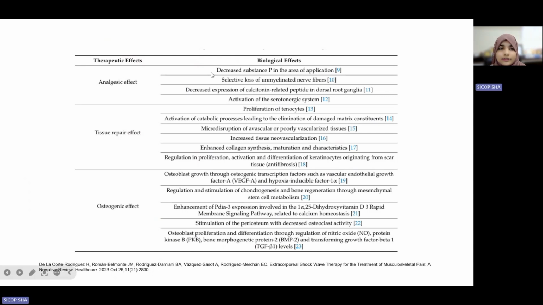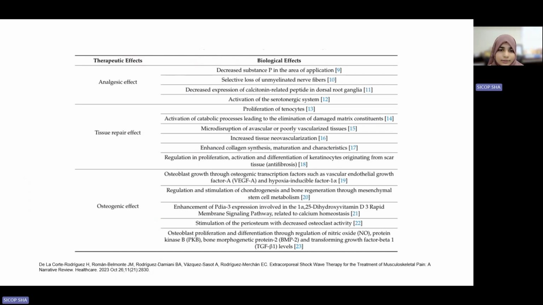There was one article in which they listed therapeutic effects and the biological effects of shock waves. Therapeutic effects were analgesic effect, tissue repair effect, and osteogenic effect. What happens in analgesic effect is it helps in decreasing substance P in the area of application, which results in selective loss of unmyelinated nerve fibers, so there is a decreased expression of calcitonin related peptides in the dorsal root ganglion, and it helps in activation of the serotonergic system.